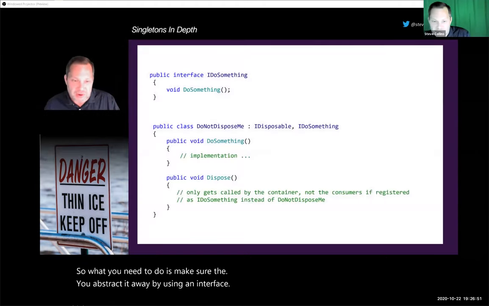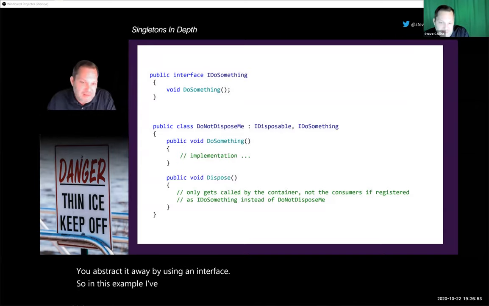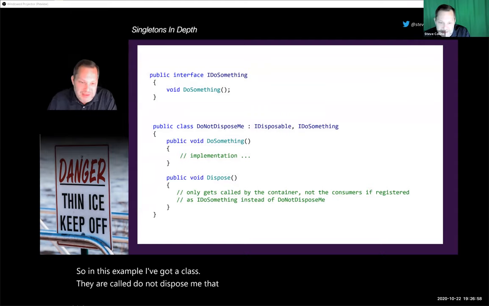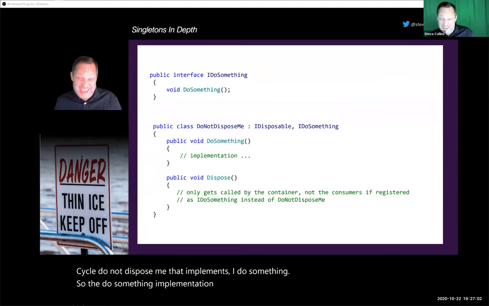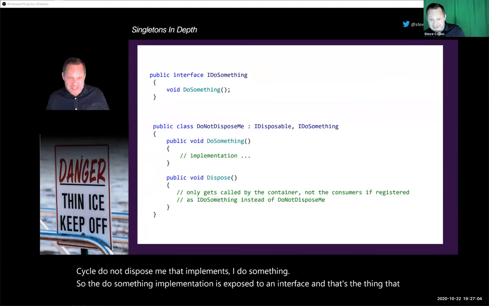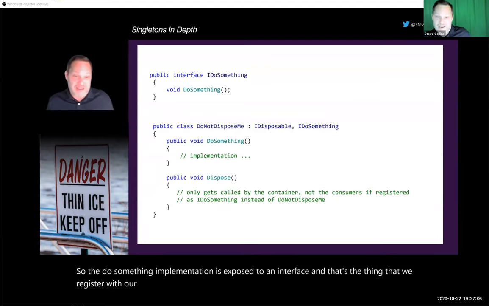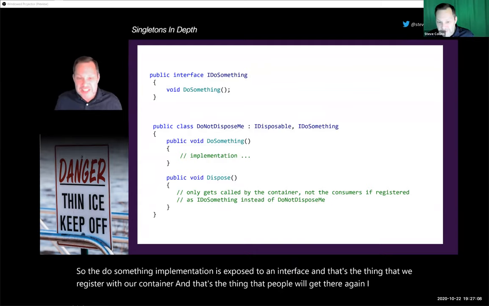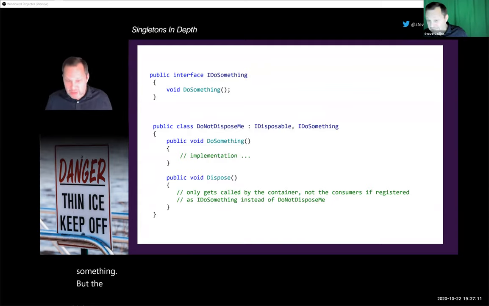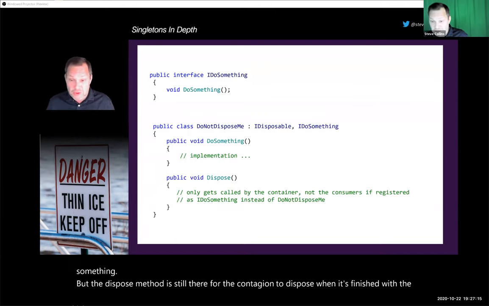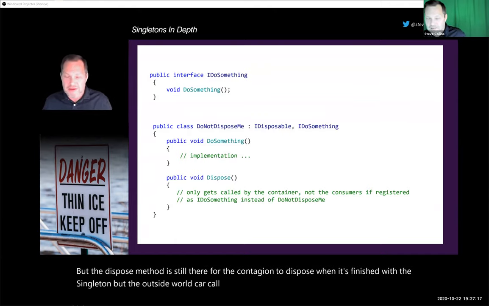So in this example, I've got a class that I've called DoNotDisposeMe that implements IDoSomething. The DoSomething implementation is exposed through an interface, and that's the thing that we register with our container, and that's the thing that people will get. They'll get an IDoSomething. But the dispose method is still there for the container to dispose when it's finished with the singleton, but the outside world can't call it. Well, not without a bit of reflection anyway.